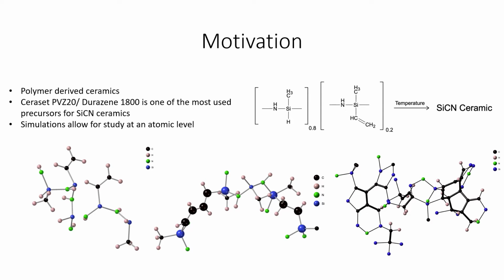The scheme to the right shows the different parts of the polymer. It contains both this fragment here with the silicon bonded to a hydrogen and a methyl group, as well as the silicon bonded to a methyl group and a vinyl group, which is in 20% abundance. As you increase the temperature, the SiC ceramics are produced. The image here on the bottom shows a section of the polymer and highlights the vinyl groups here.